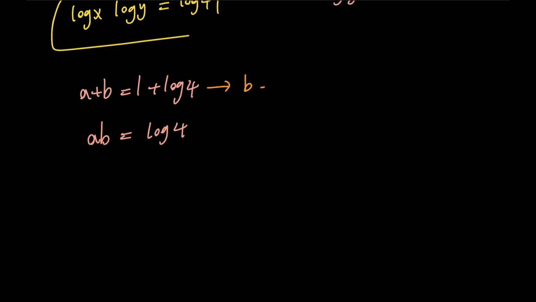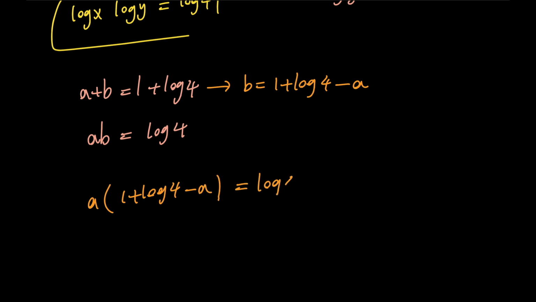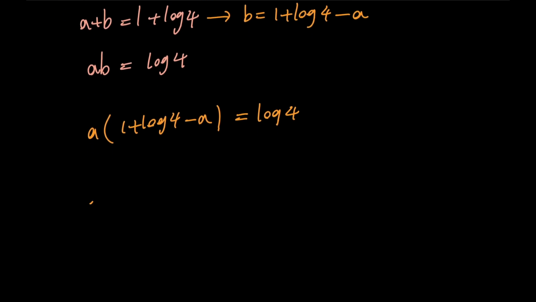So we can say that b is 1 plus log 4 minus a. Then let's go ahead and take the value of b and insert it in the second equation. So we're going to have a times 1 plus log 4 minus a equals log 4. So in this way, we're going to have a nice quadratic equation in terms of a. We're going to have a plus a times log 4 minus a squared equals log 4.